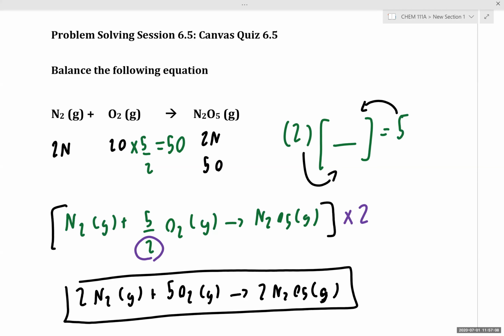So as we can see, the half notation method can improve your efficiency in balancing reactions that contain isolated elements. This is just another tool in your toolbox. You can choose to use whatever method of balancing equations that we've talked about this session that works best for you.